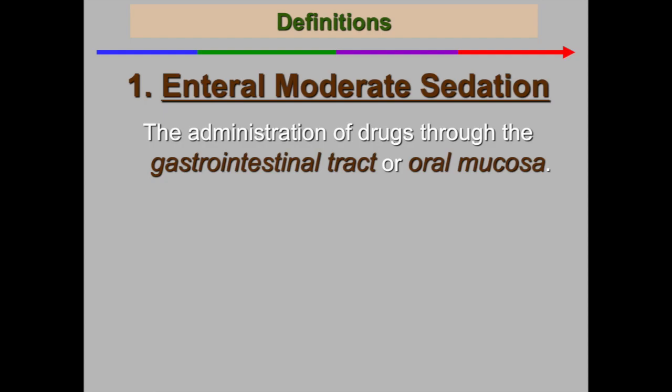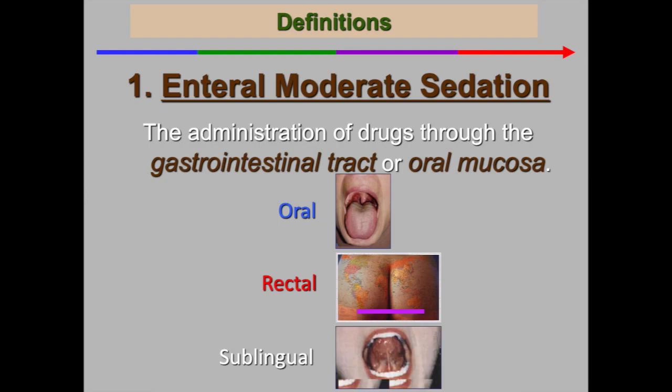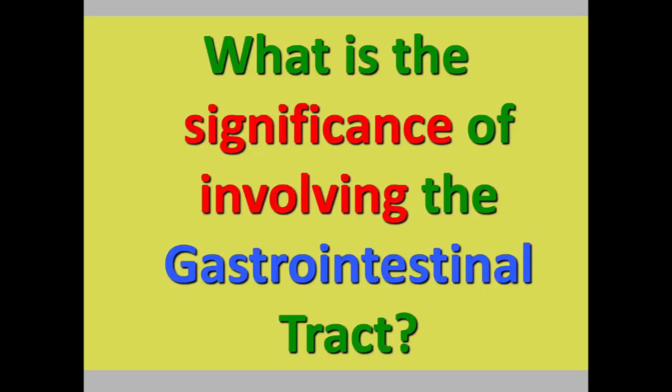So for the enteral routes, we involve the gastrointestinal tract or the oral mucosa. It can be oral, which is swallowing a pill, rectal, if you will, in through the south end, and under the tongue, sublingual. You're going to notice that this route is also a parenteral route, the sublingual route. So what is the significance? What is the big deal of involving the GI tract?